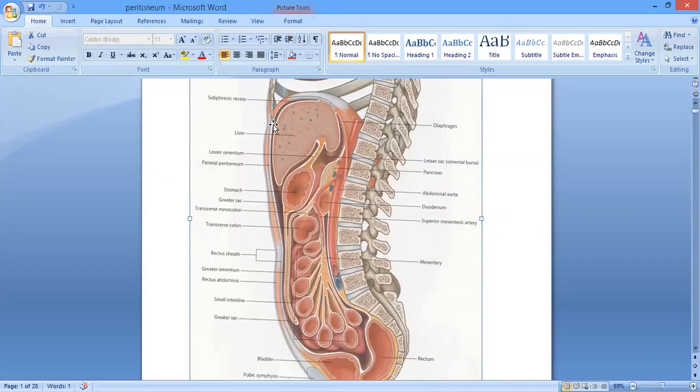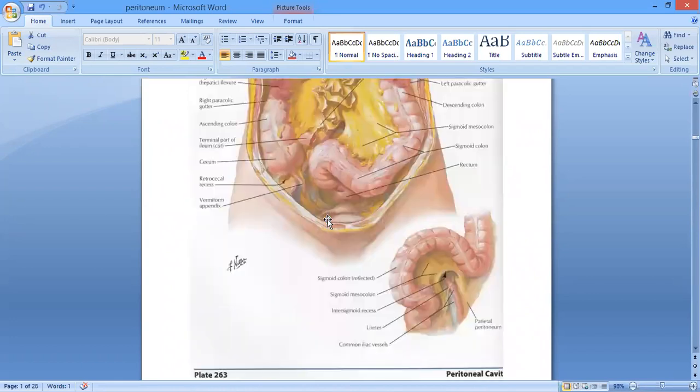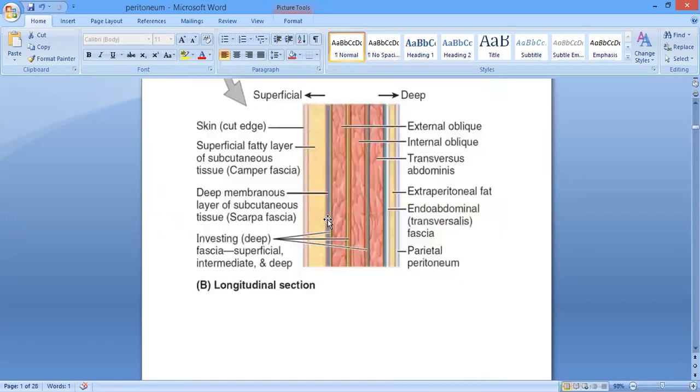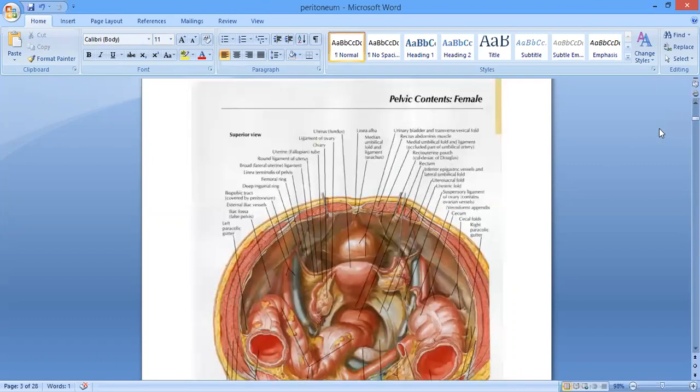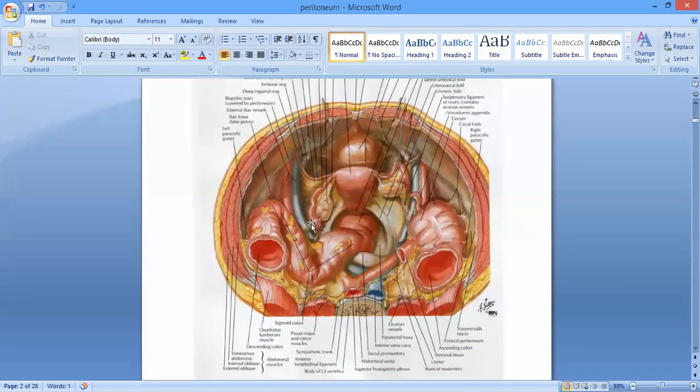In the males it is a closed cavity, whereas in the females it is not closed. So that is the concept. In the females, in the pelvic cavity, we have got the viscera.